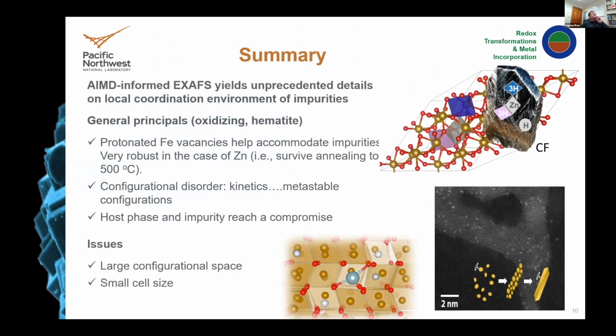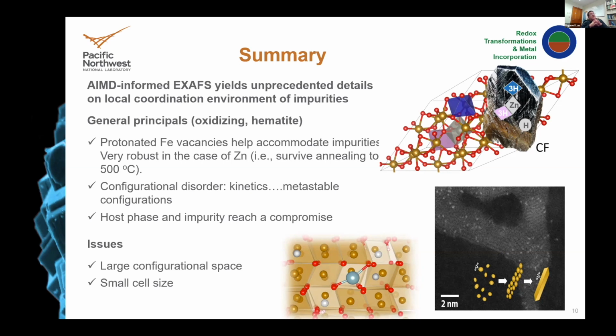I think I've shown you we can get unprecedented details on the local coordination environment of impurities. We have pulled out some general principles just for the hematite and oxidizing system. Protonated iron vacancies help accommodate impurities. I haven't shown this data, but in the case of zinc, it's very robust. Those protonated iron vacancies survive to very high annealing temperatures, 500 degrees centigrade. Very important is that configurational disorder is the rule. So it's kinetics and metastable configurations, and using energetics to try and narrow down configuration space could be problematic.